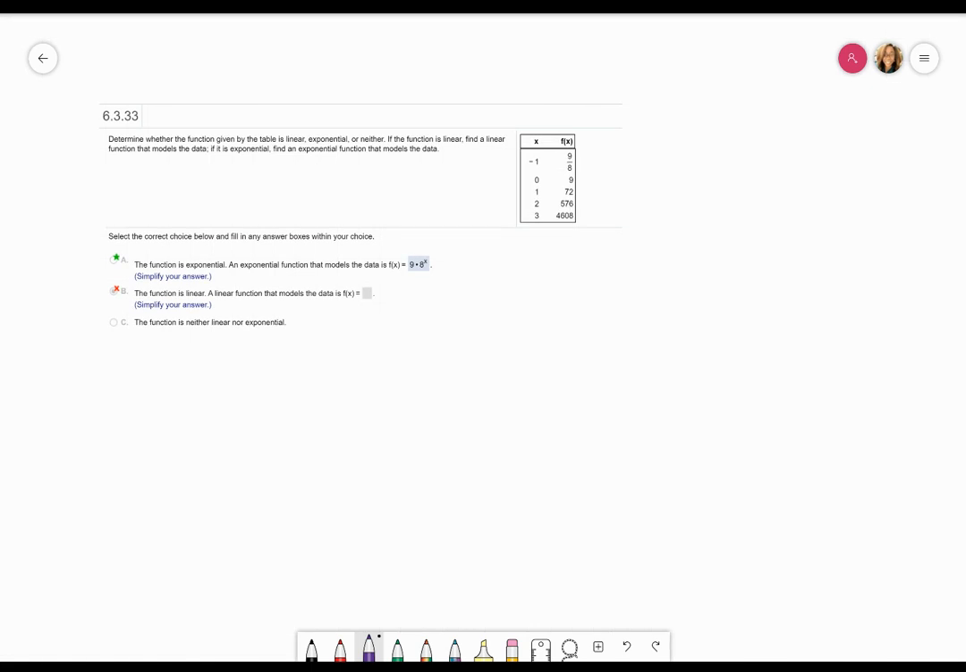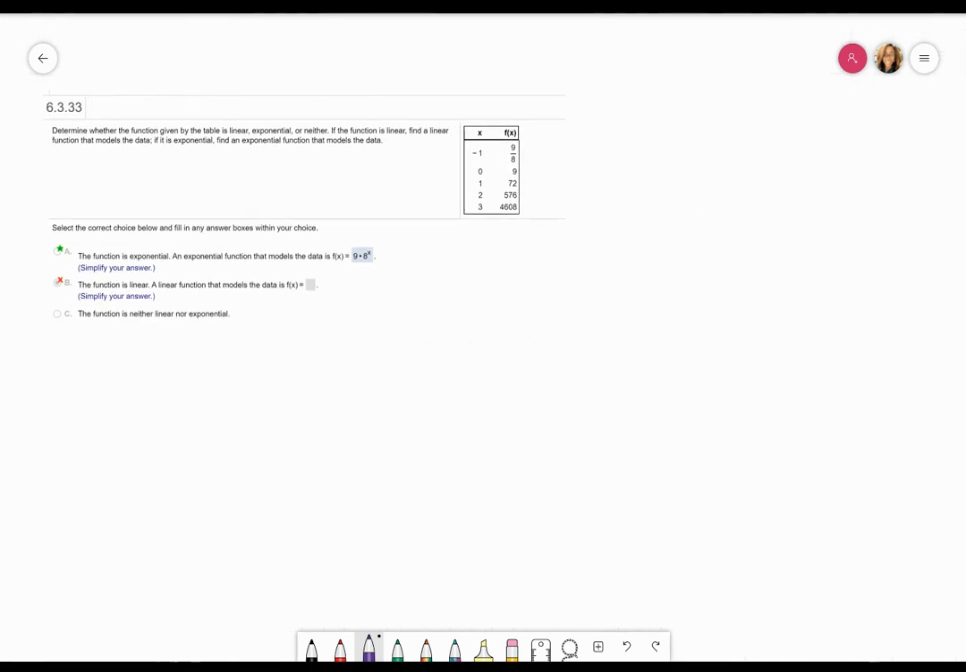All right, so you guys may have seen a problem like this in your homework. It says determine whether the function given by the table is linear, exponential, or neither. If the function is linear, find a linear function that models the data. If it is exponential, find an exponential function that models the data.